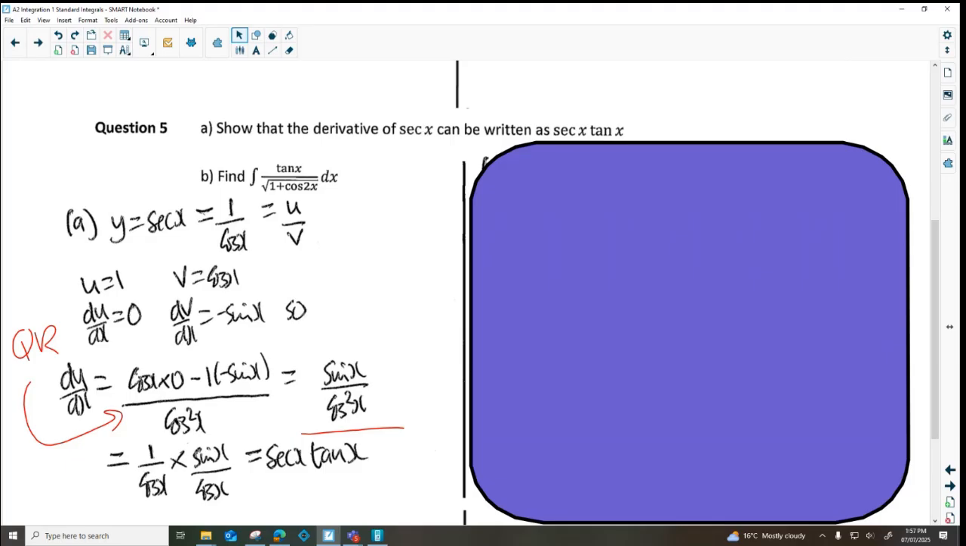Now, looking at the answer, I can split this into 1 over cos times sine over cos, and 1 over cos is sec, sine over cos is tan.